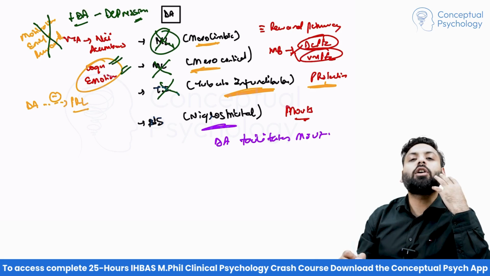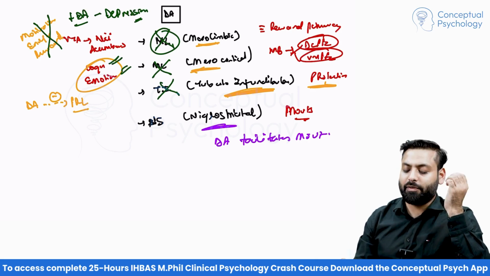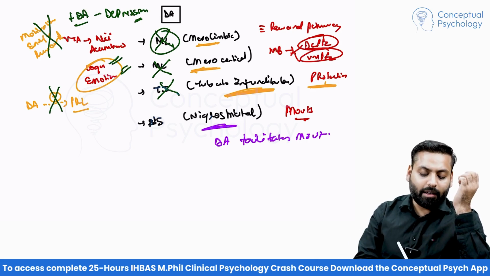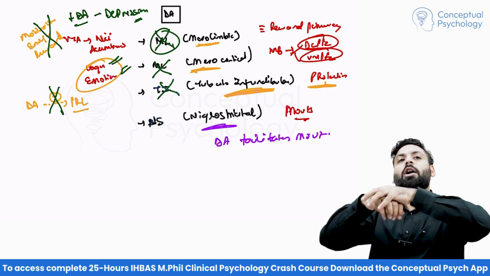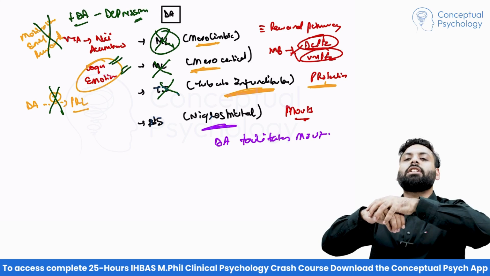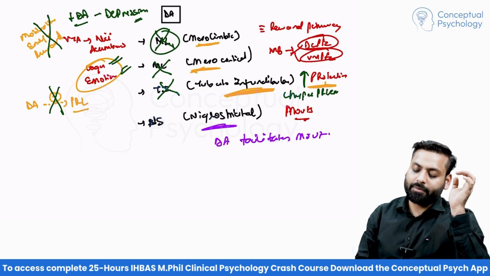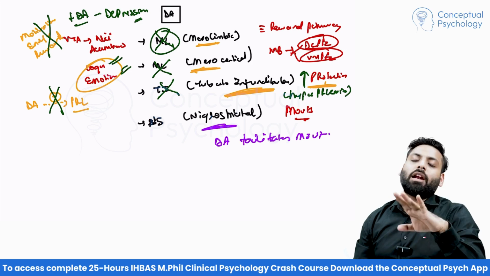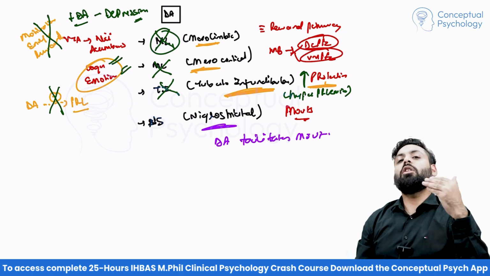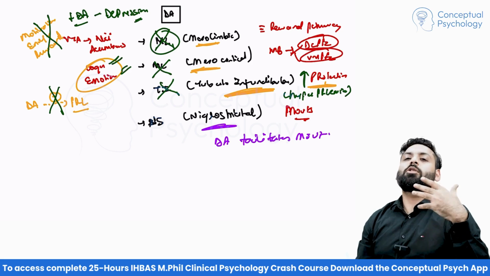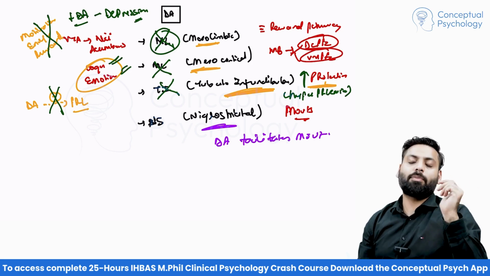If tuberoinfundibular pathway is affected, dopamine is affected, then dopamine had held the prolactin, but now this hold is gone and prolactin level will rise. So the female will suffer from hyperprolactinemia. Okay, and prolactin is responsible for milk secretion, so milk synthesis. So a lot of milk will be generated in the non-pregnant female.